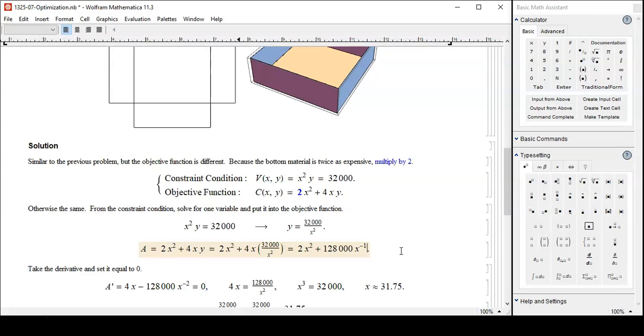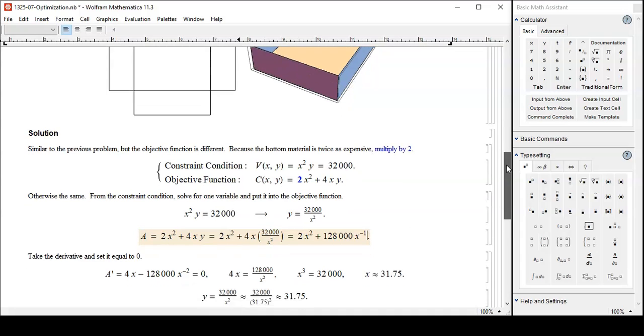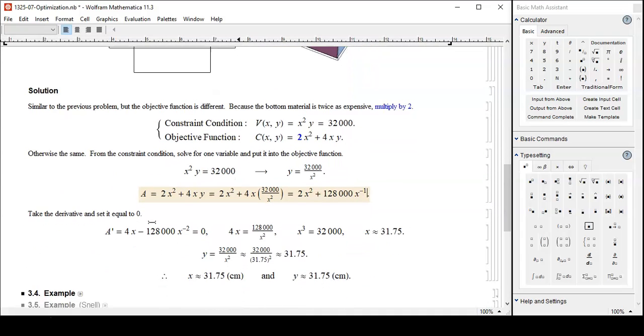The only difference between the previous problem and this problem is this factor of 2. Otherwise, the same. Now, taking the derivative and setting it equal to 0, yes, you can do that. Let me scroll down and show you a little bit. Take the derivative, set it equal to 0. No problem, you should be able to do that. And solving for this, that's easy too. Flip this over to the other side, and then do your computation.